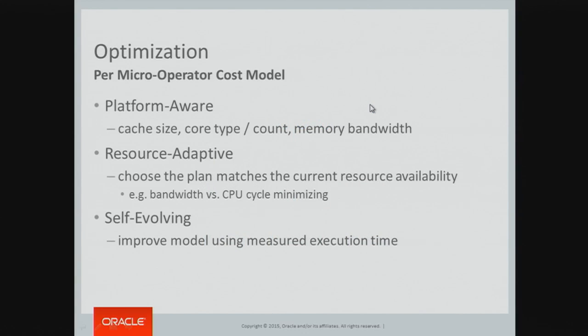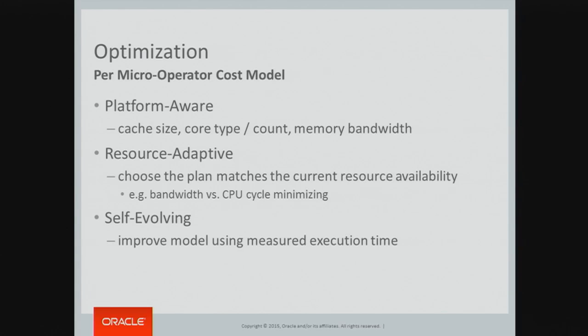However, this fine-grained planning, decomposition, and also the expansion of the SQL plan and per-platform implementations give a new opportunity for optimization. Our optimizer is based on per micro-operator cost models. It has three properties. One, it must be platform aware, because platforms have their metrics: the cache size, the core type, the core count, and different memory bandwidth, and we have different implementations for each of them.